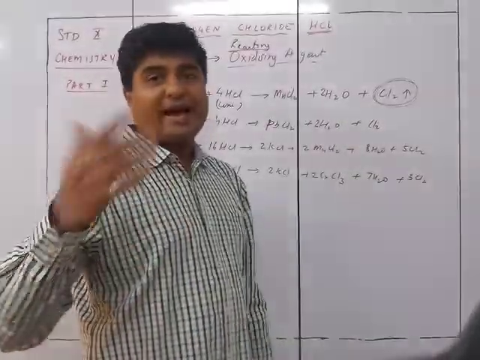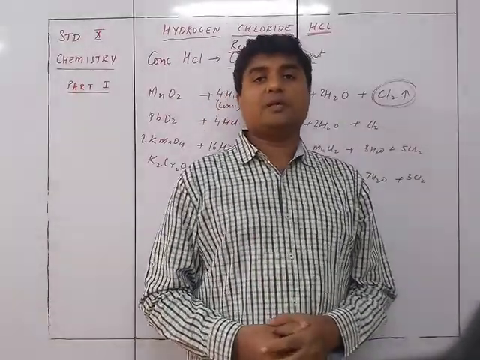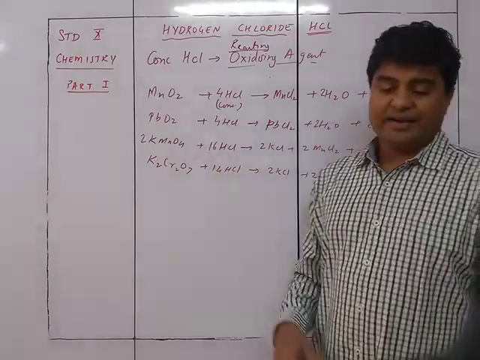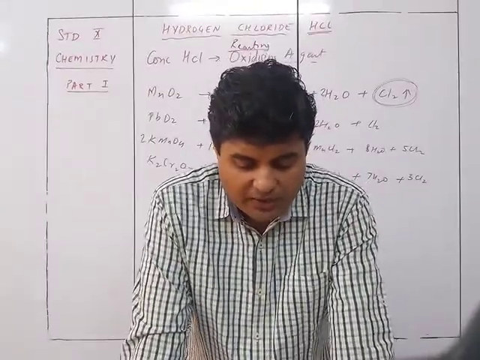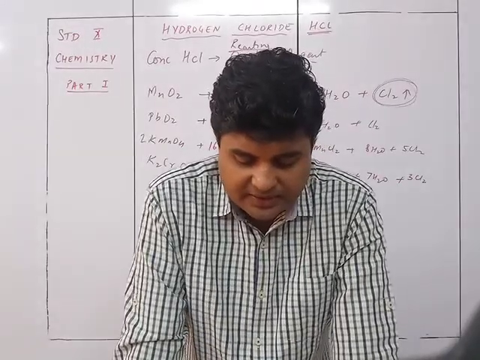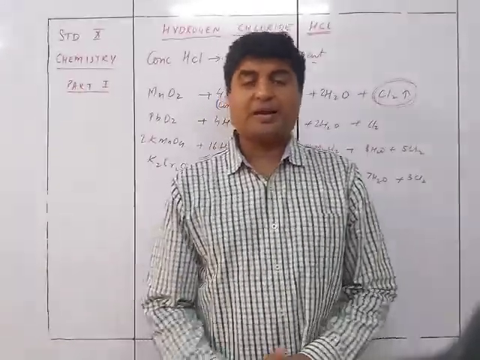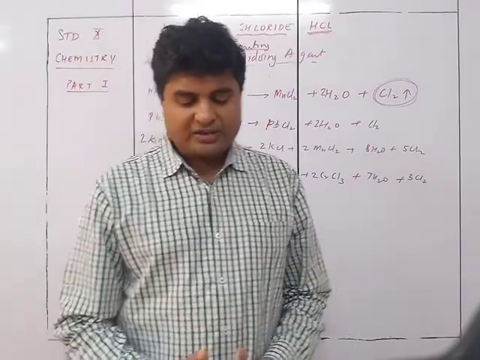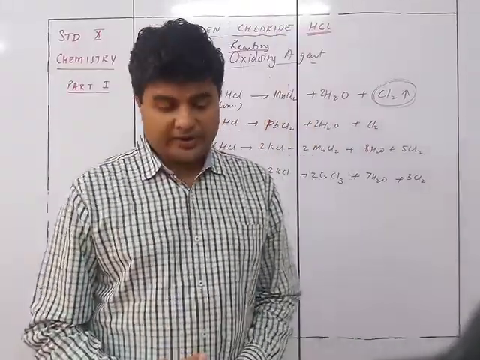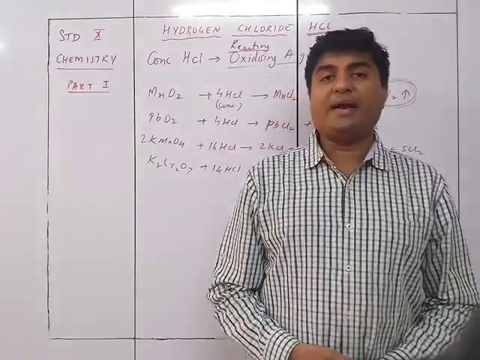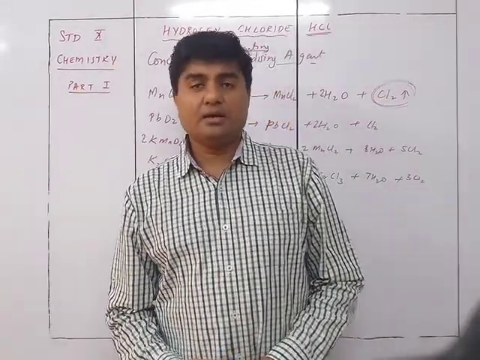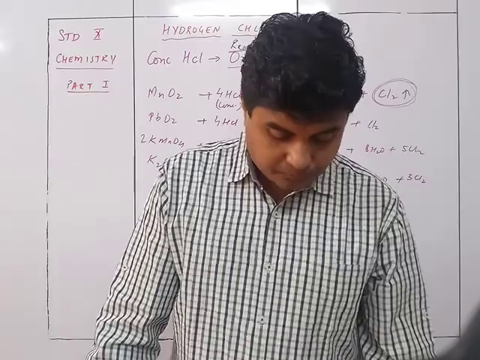If I get a yellowish gas, it means the acid which I have used here is hydrochloric acid. So greenish yellow gas of chlorine is evolved. So MnO2 plus HCl concentrated gives you MnCl2 plus H2O plus Cl2. So the reaction proves that HCl contains chlorine. So these are the three tests which are possible to identify the HCl acid.